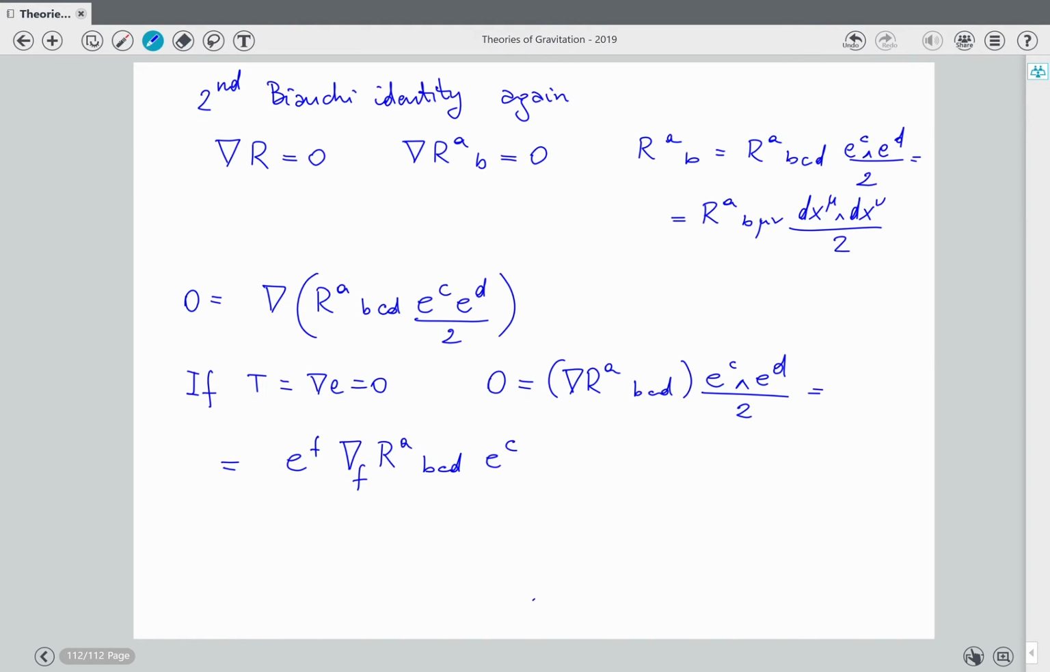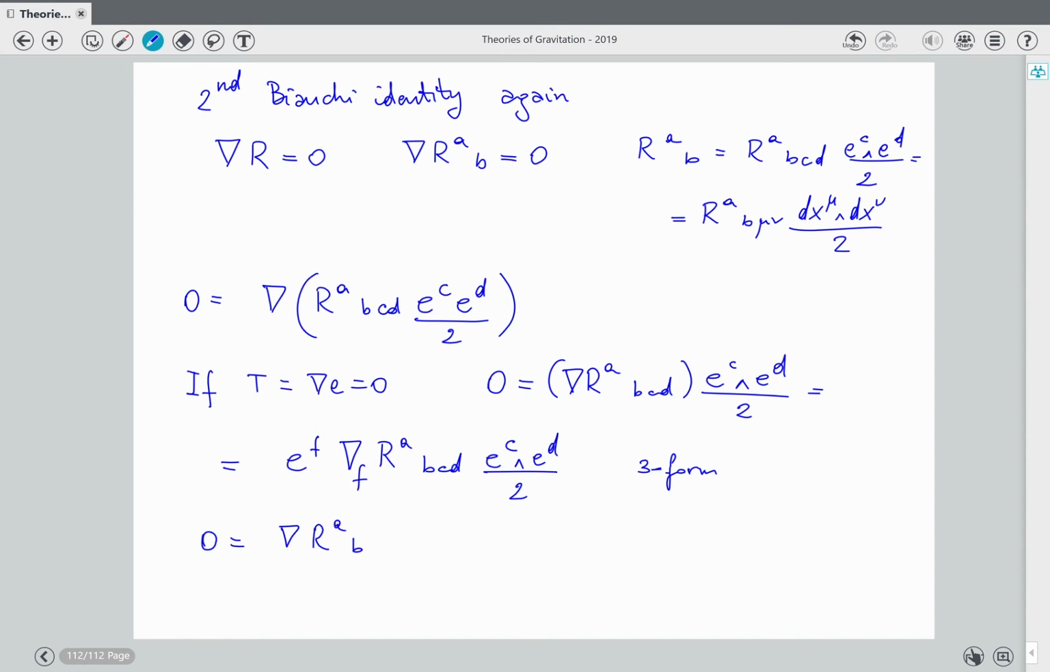Divided by 2, because it will be easy at any moment to convert from one index to the other. We now know how to do it. Now this is a 3 form, and it is 0 if its coefficients are identically 0. Its coefficients are identically 0 once this object is completely symmetrized in the 3 indices F, C, and D, vanishes. So that means that we have this kind of identity.